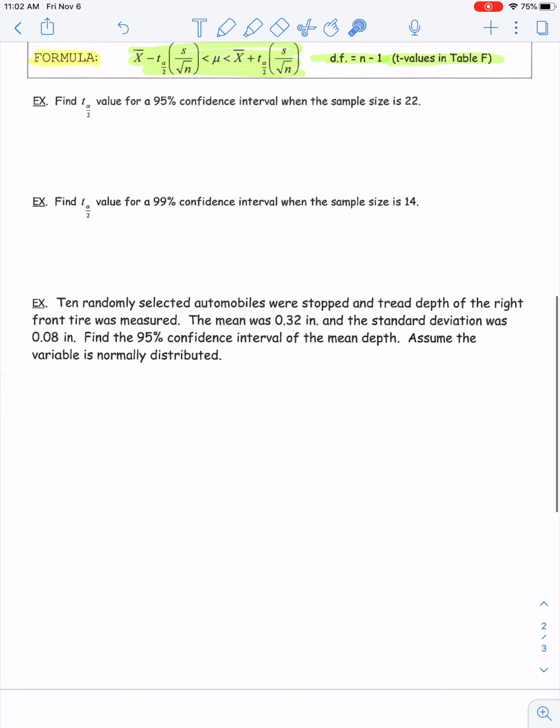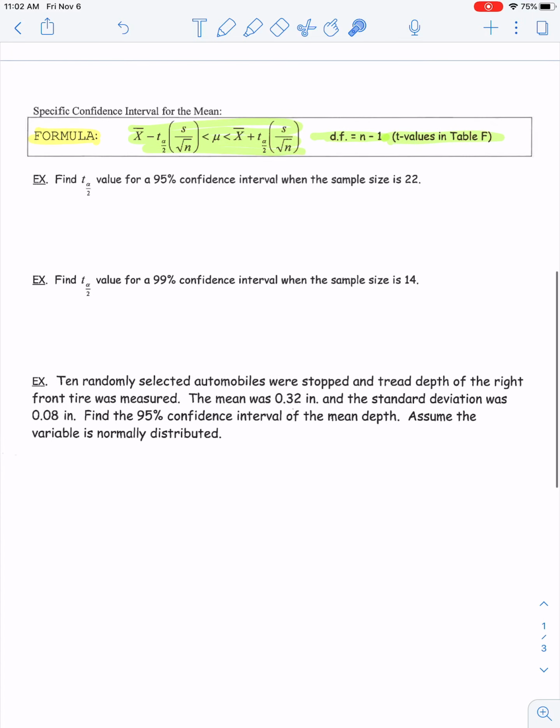All right, so find t alpha over 2 for a 95% confidence interval when the sample size is 22. If you're using a t-table, we would go look at that table. In our book, it's on page 784.